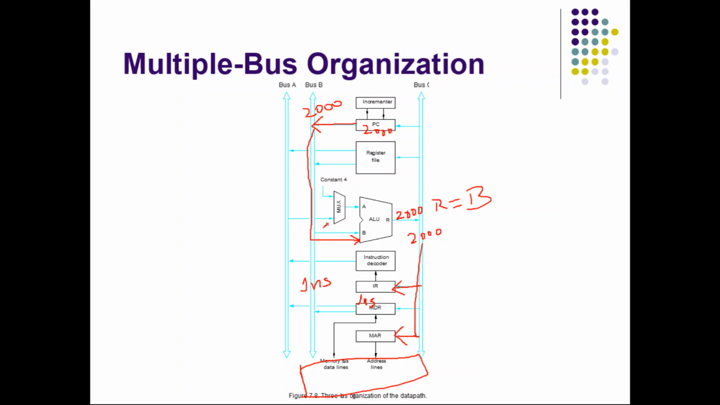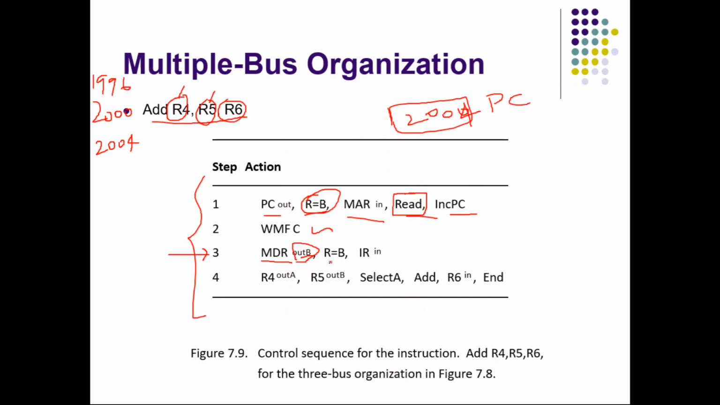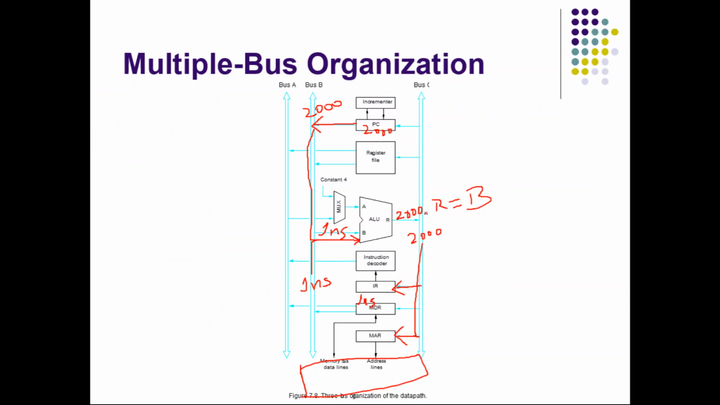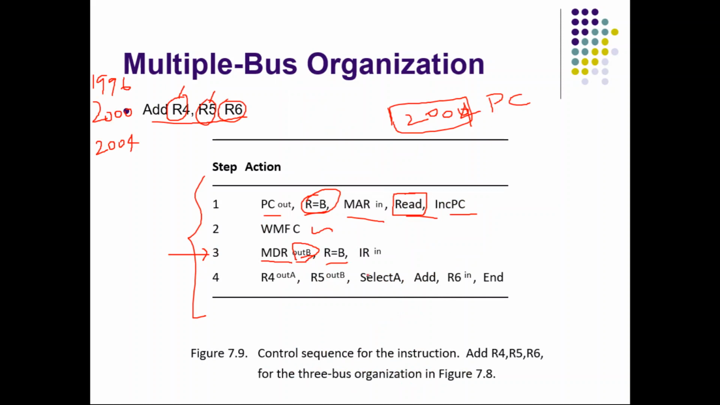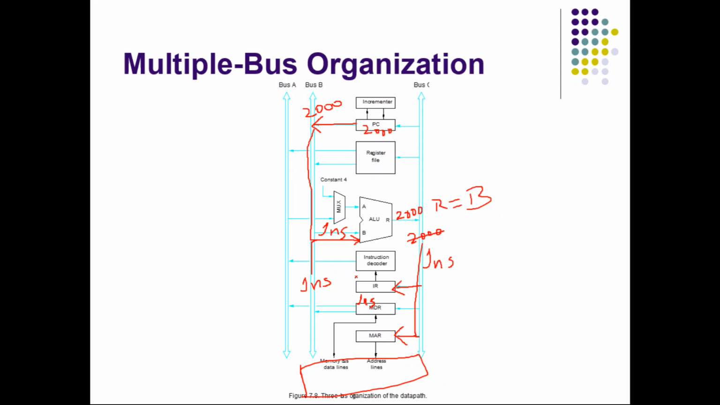Now the instruction is available in the B input of ALU, because it is in bus B. Now again you give R equal to B. Again if you give R equal to B, that instruction is now available in bus C. So whatever the instruction you want to execute, that is available in bus C. Now again you give IR in. When you give IR in, that instruction will move to the IR register. Now the IR register contains the instruction that is to be executed.